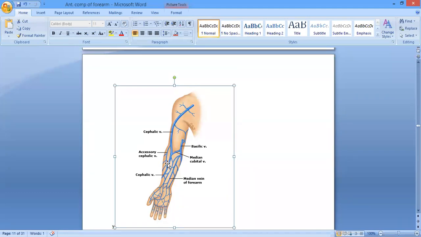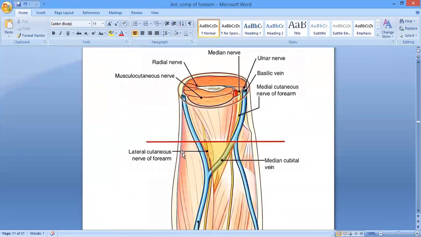Some books write that it is a branch of the cephalic vein which runs upwards and medially across the cubital fossa and joins with the basilic vein. ठीक है जी? And while doing so, it is going to cross the deeper structures.